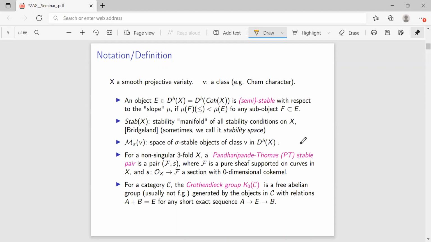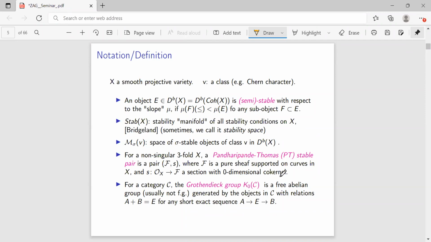Also, let me remind you the definition of stable pairs. For a non-singular threefold X, we define a Pandharipande-Thomas stable pair (F, s) to be like this: F is a pure sheaf supported on curves in X, and s is its section such that the cokernel is zero dimensional. And this is the stability condition for these stable pairs here.